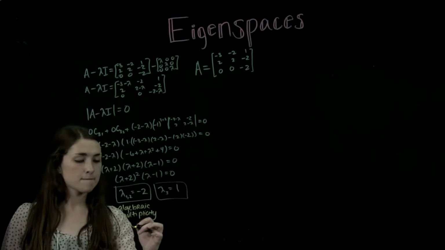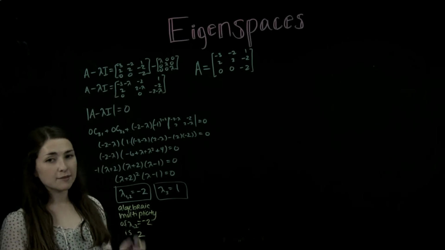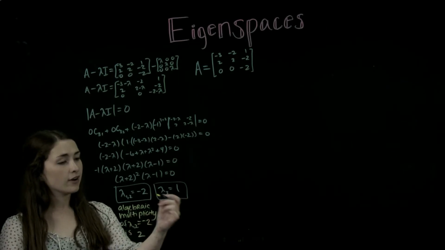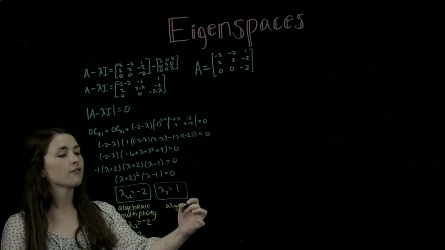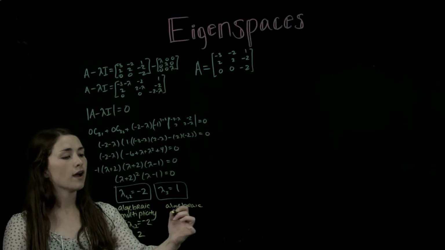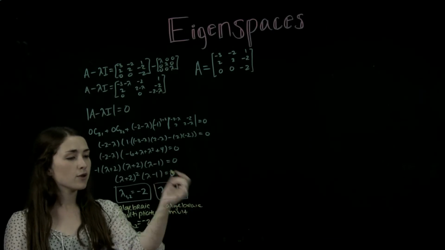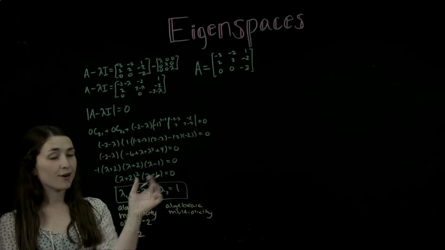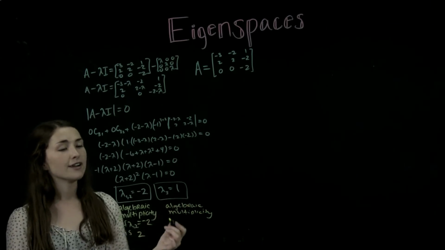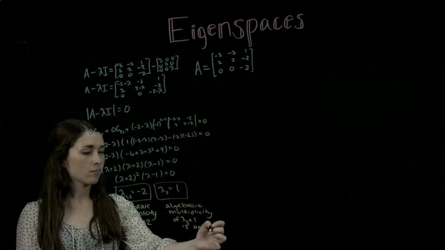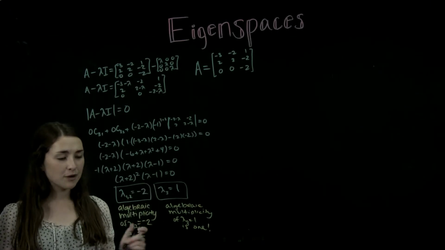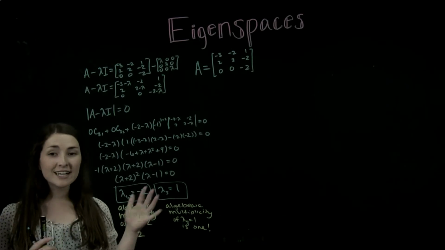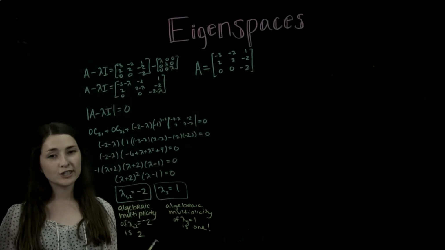So our algebraic multiplicity of our lambda 1, 2 is equal to 2. And then our algebraic multiplicity of lambda 3 equals 1 is just 1, because we only have a 1 as our power of the factor relating to our lambda 3 equals 1. Seeing our algebraic multiplicity of 1, we know that our algebraic multiplicity always has to be larger than or equal to our geometric multiplicity.